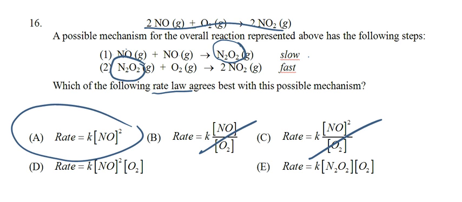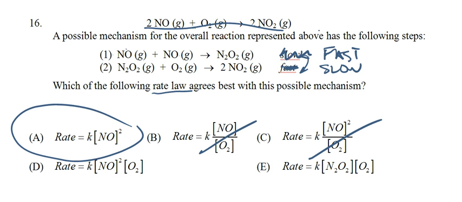Now, let me give you another scenario here. Let's say we had these steps flipped, and this was the slow step and this was the fast step. Again, nothing changes. We include all the reactants up to and including the slow step minus the intermediate. If the second step were the slow step, we would definitely have two NOs, but we'd also have an oxygen. So if the second step were the slow step, then D would be our rate law.